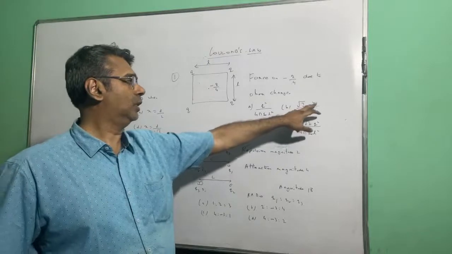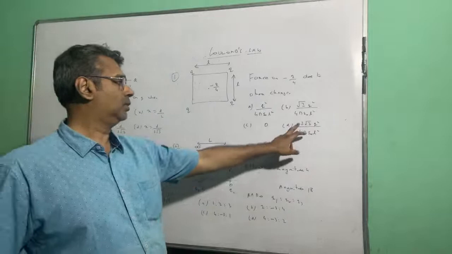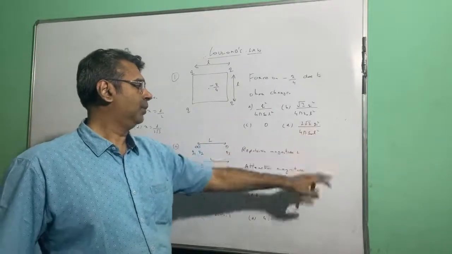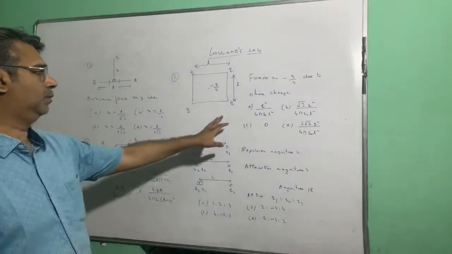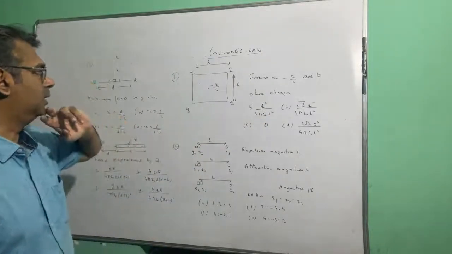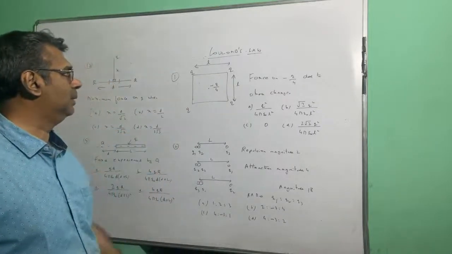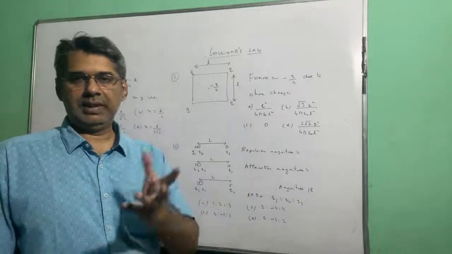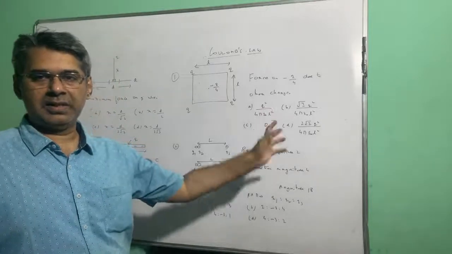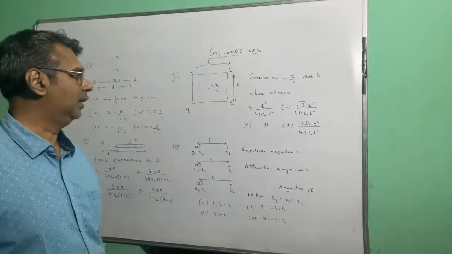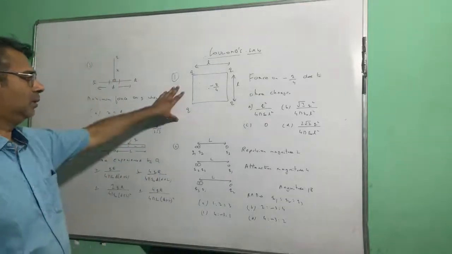Second option is root 2 into q square by 4 pi epsilon naught L square. Third option is 0. Fourth option is 2 root 2 into q square by 4 pi epsilon naught L square. So these are the 4 options, 1, 2, 3, 4, right? So I think you must have understood that you have to use vectors, or maybe there's a trick you can think about, but that trick also will come by some vector approach. Maybe this is a tricky sum, the answer is very easy, okay, but the concept is by vector approach. Okay, so this is question number 1.